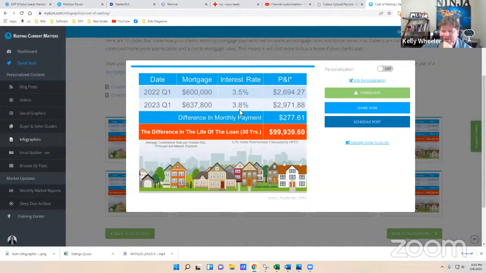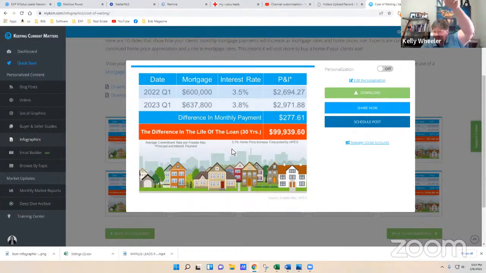Mortgage, 637,800, 3.8%. It's basically showing you that's a great card right there. And I could actually take that. Some of you are wondering, how am I going to design these cards? I would grab this, throw it in Canva, resize it, and that would go on the inside top or inside bottom of the card, probably the bottom.